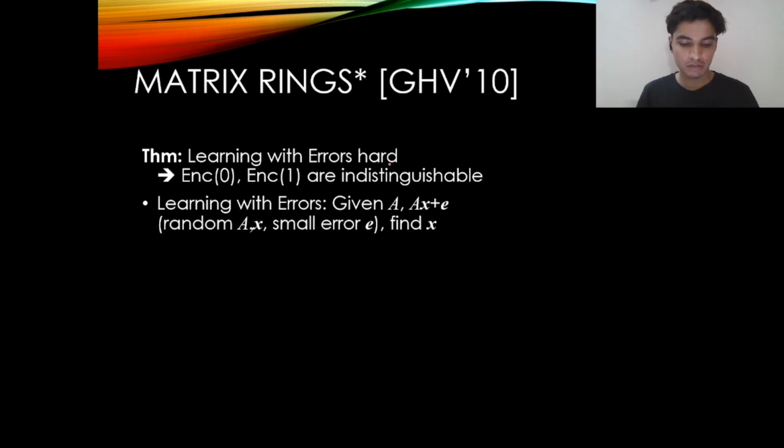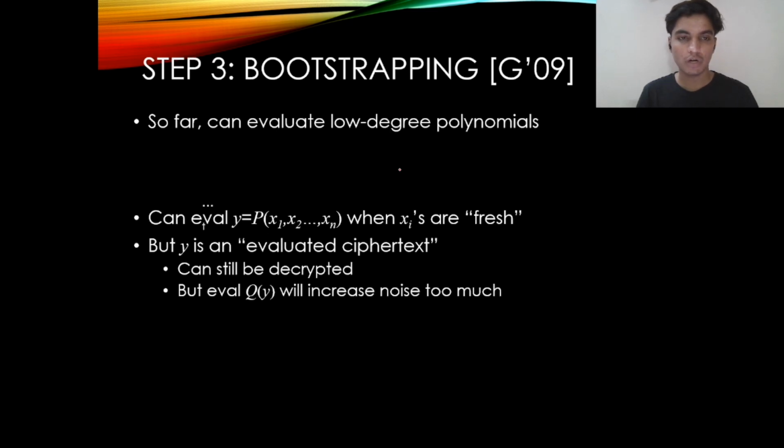Dealing with errors. Security is based on LWE. Given A and B, such as AX plus E with small error, recover X. The hardness of this underpins lattice-based encryption. LWE is worst-case hard for all lattices under quantum reduction, offering strong post-quantum security.